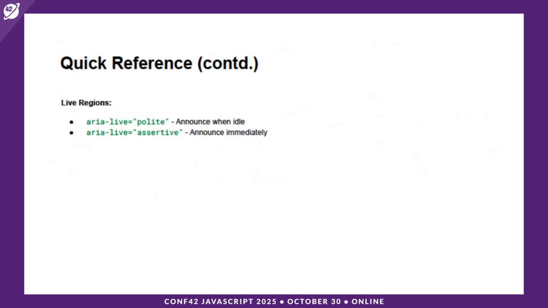This is another quick reference, for live regions. That's all still under properties. aria-live should be announced politely or assertively, like announce immediately or announce when idle, just to provide more characteristics to the element we're trying to create, where plain HTML is not sufficient.